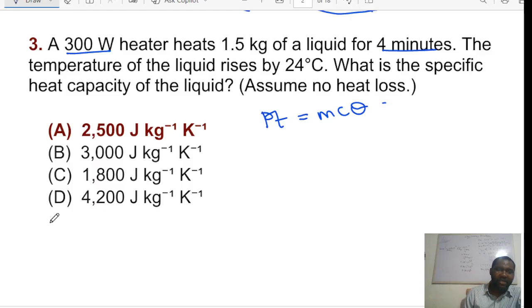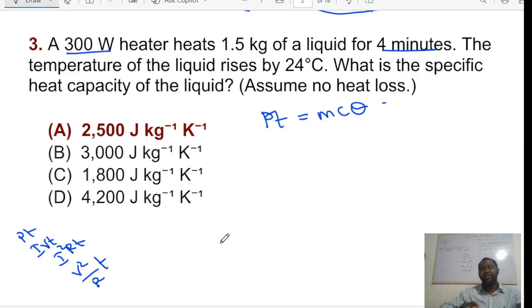Please note that as long as you are dealing with electrical energy, it can be power times time, it can be IVT, it can be I squared RT, it can be V squared over RT. Any of them works. These are different formulas for Ohm's law. You can check one of my videos on Ohm's law. I did a text there.